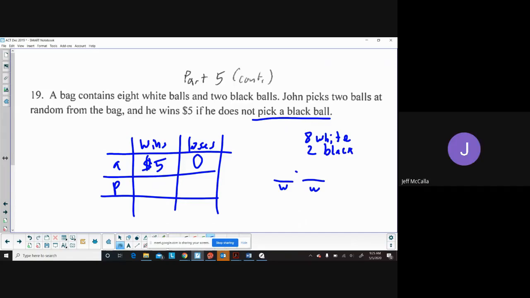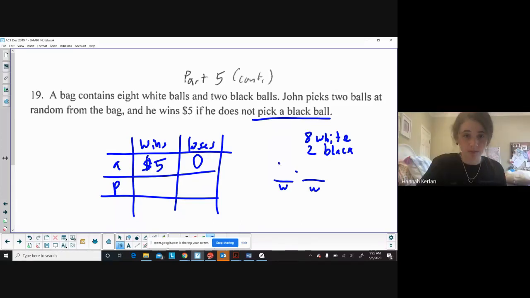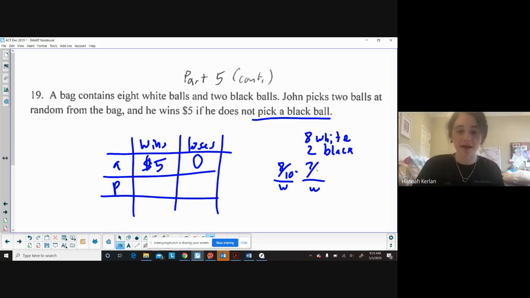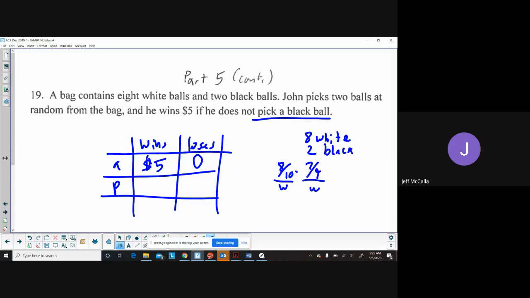So what's the probability to pick a white ball in the first pick? 8 white balls and 2 black balls. Oh, 8 out of 10. What about on the second pick? He wants to pick another white. 7 out of 9, because these are not independent picks. Once he picks out the first ball, he doesn't replace the ball, so the probabilities all change. And then you just multiply that out, whatever that is, that's the probability of winning.